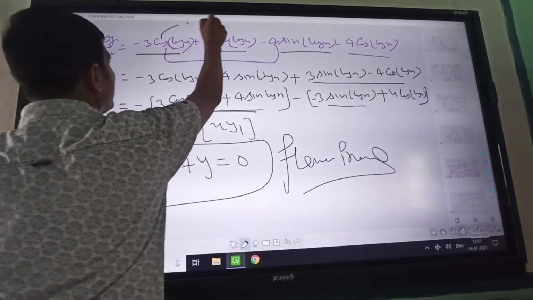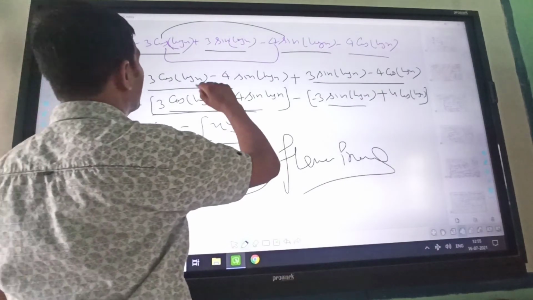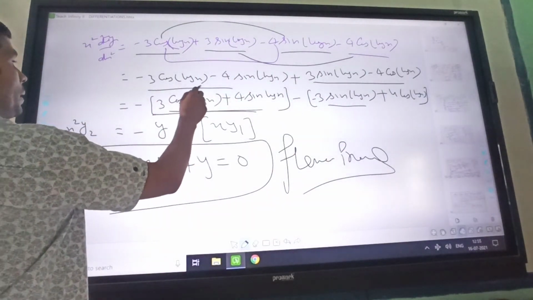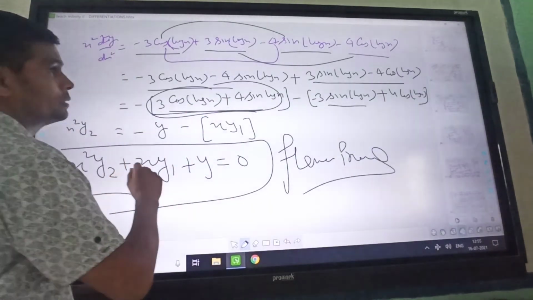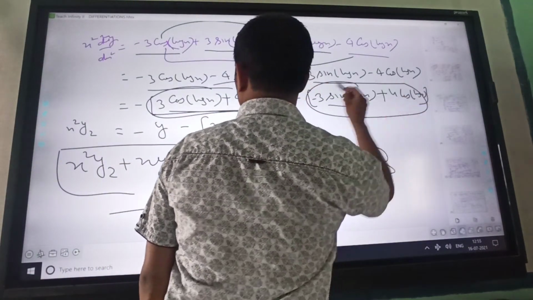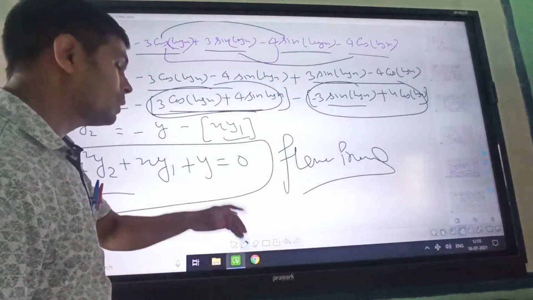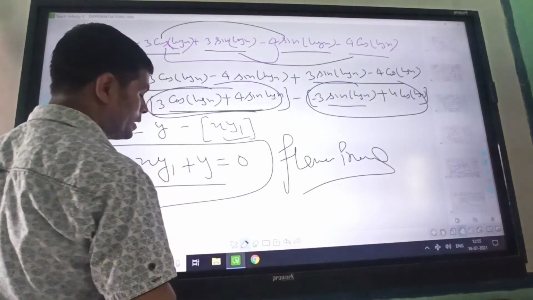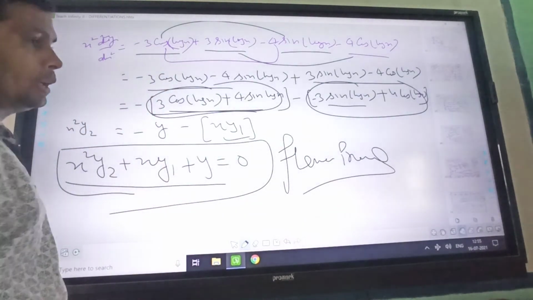So I am taking these two terms together and the rest of the two terms together, because these terms will give me y and these terms will give me x of y1. You can check from the first slide, and after substituting here, you will find that this part is proved.